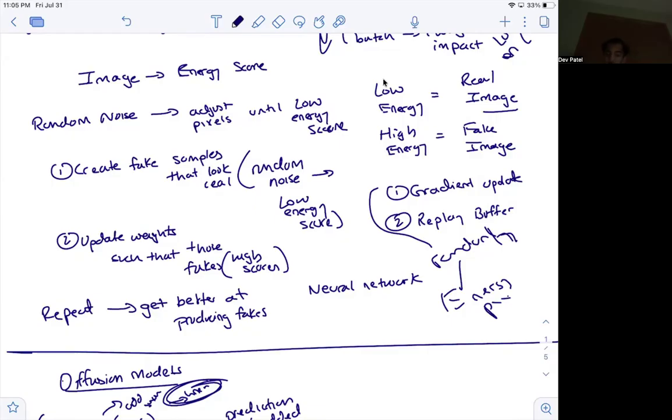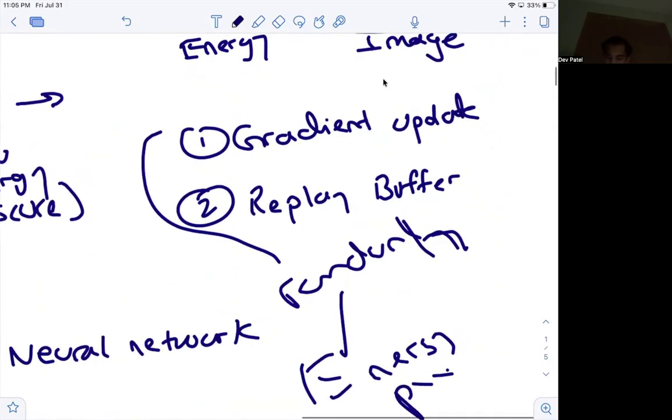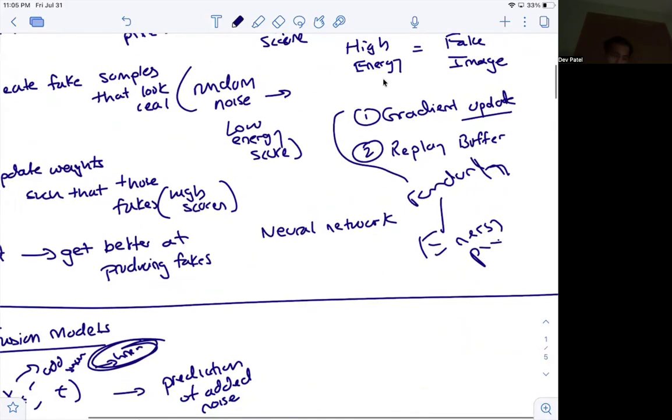Minimize the loss. That's a systematic way of getting to the global minima and making sure it doesn't get stuck in a local minima. We also add some random noise when we do this gradient update to make sure it doesn't get stuck in a local minima. So we do this gradient update, a systematic way of generating the fake image.